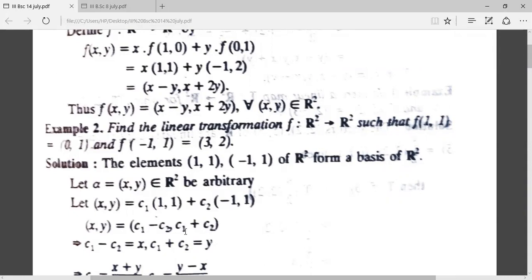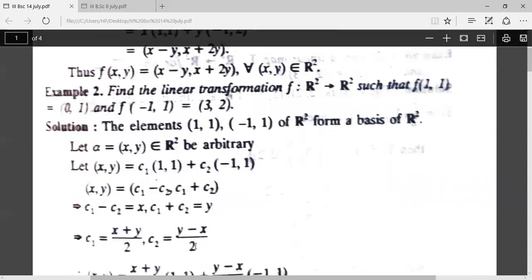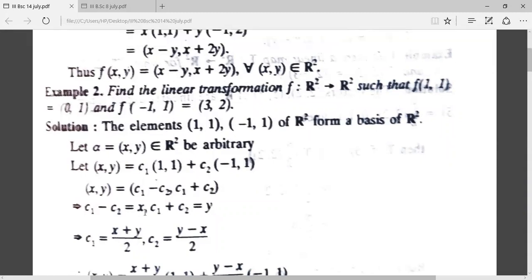Once you equate the corresponding components, you will get C1 minus C2 equals x and C1 plus C2 equals y. So therefore, you have to solve these two equations. How do you solve this? Add those two equations. Add the first equation, C1 minus C2 equals x, and the second equation, C1 plus C2 equals y. Once you add that, C2 gets cancelled. So after cancellation of C2, what you will get is 2C1 equals x plus y.